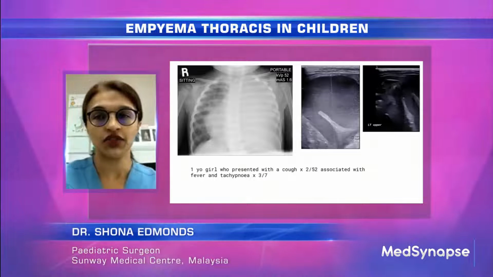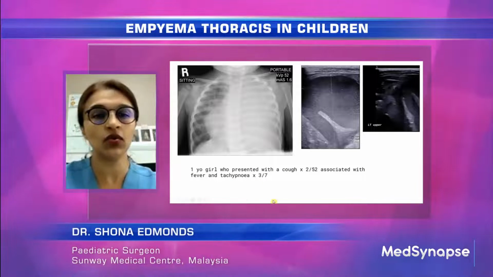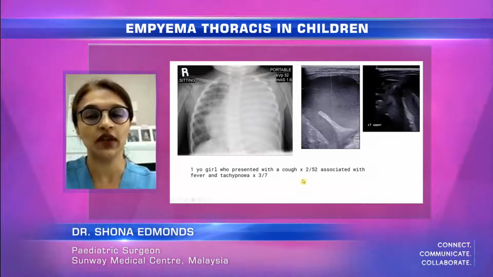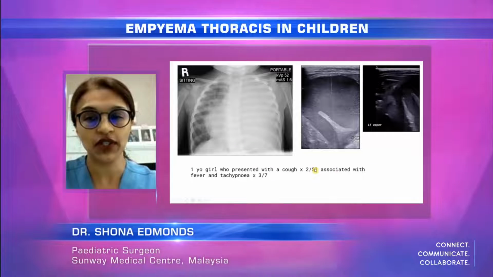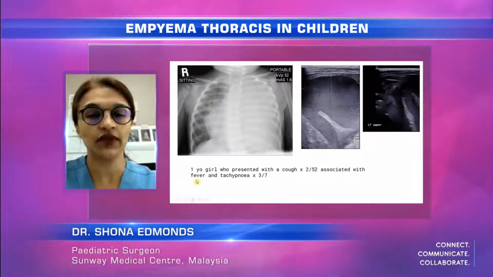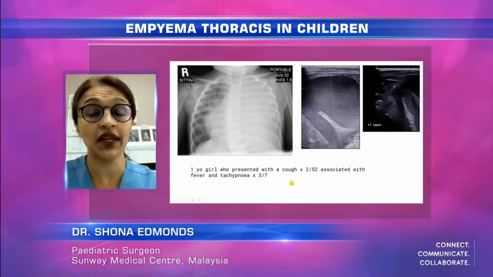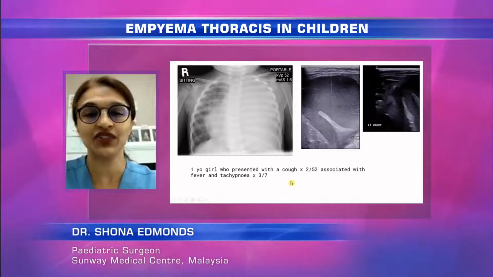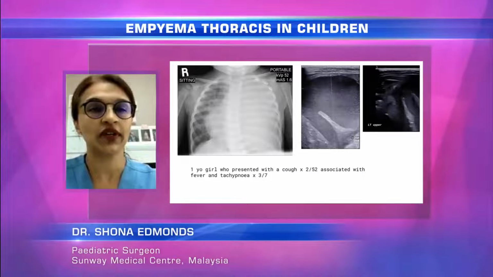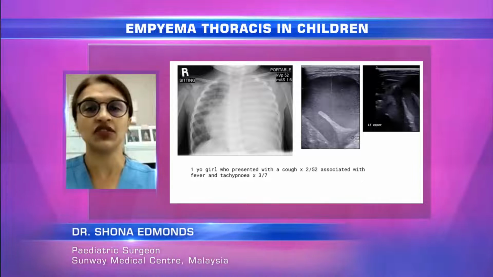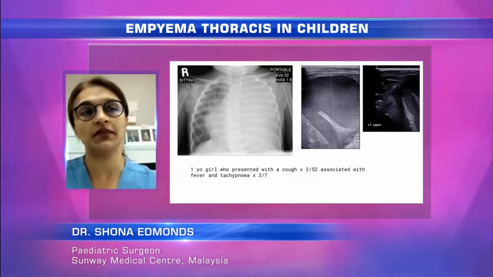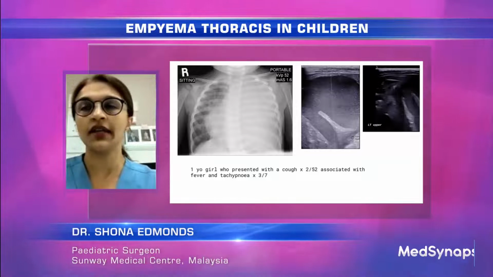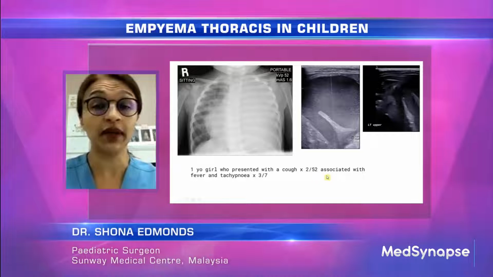Now, just to share with you, this is a 1-year-old girl who presented with a cough for 2 weeks of duration, and this was associated with fever and tachypnea for 3 days. Now, based on the history, most of us would think this is a straightforward pneumonia that was neglected and is now a full-blown empyema, right?